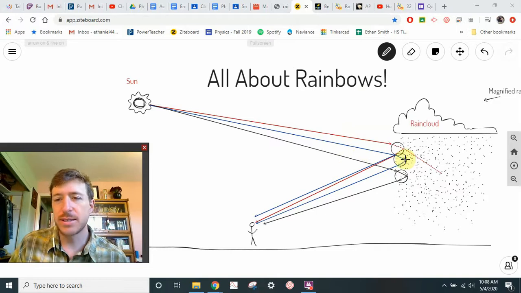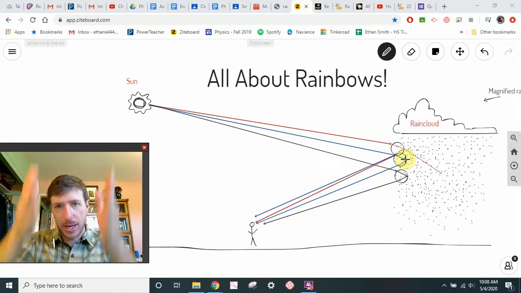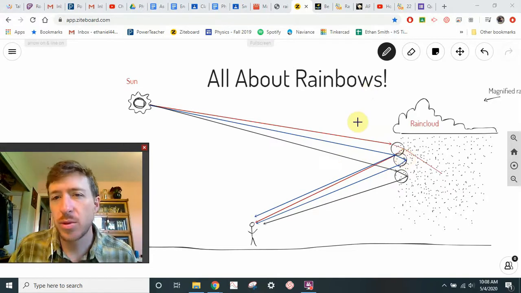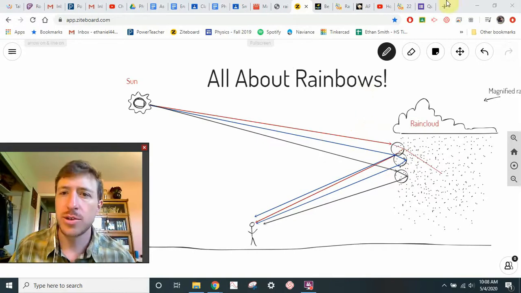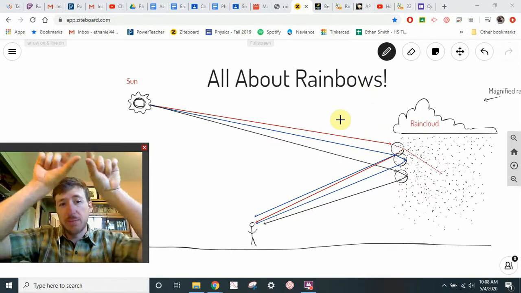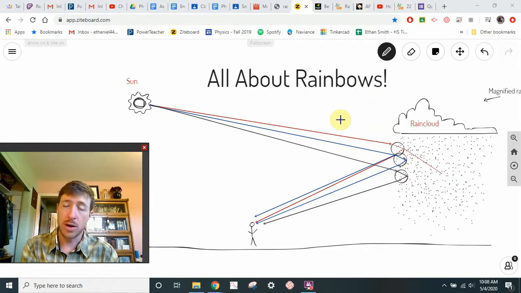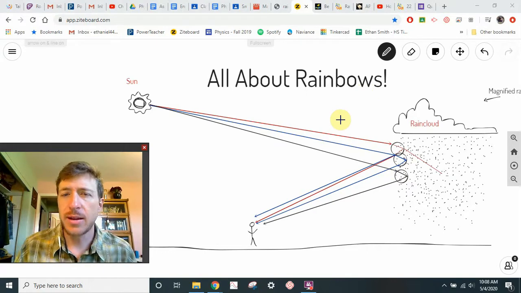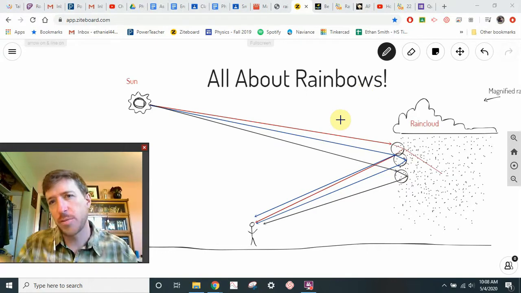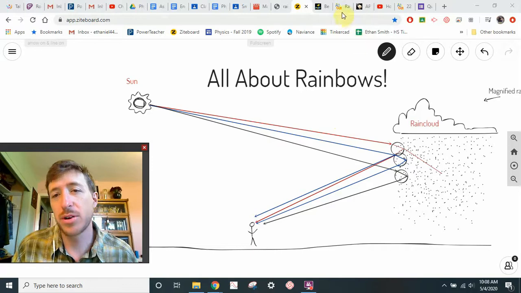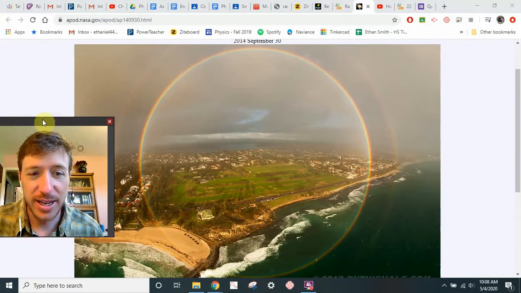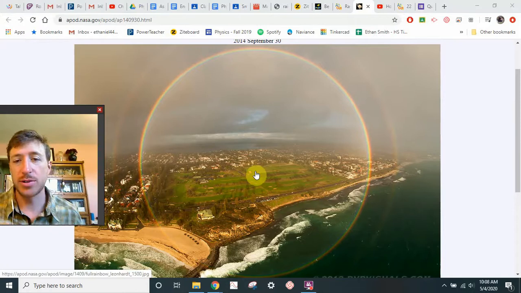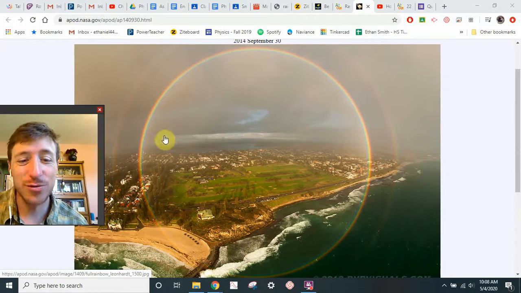Now, a nifty feature of this is that this is just looking at one slice of the rainbow. But the way this actually happens is in 3 dimensions, in a cone. That's why we get this bow, it's one sliver of the cone, and the bottom part of the cone is cut off by the ground. But if you can get up above the ground, like this, taken from a plane over Australia, you can actually see the full circle.